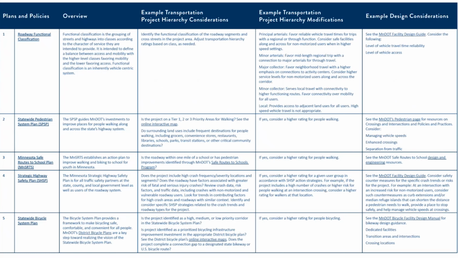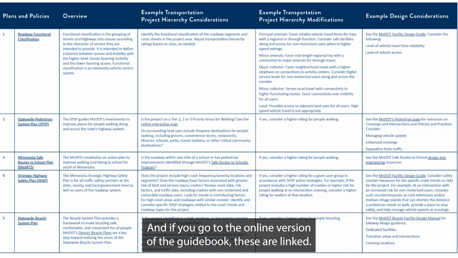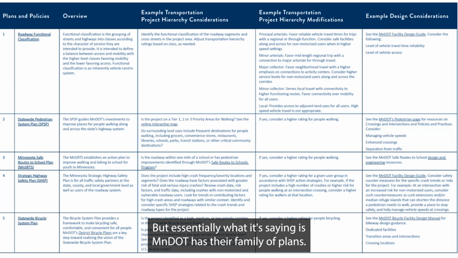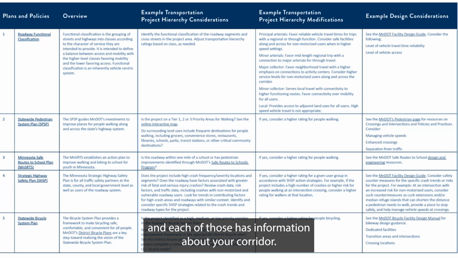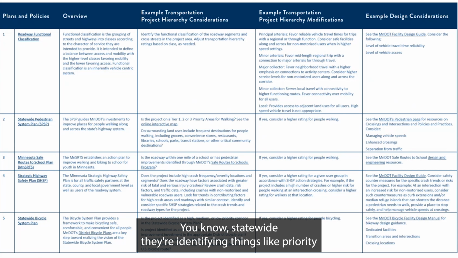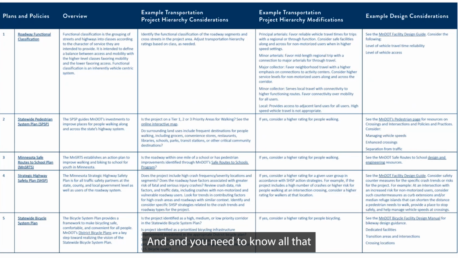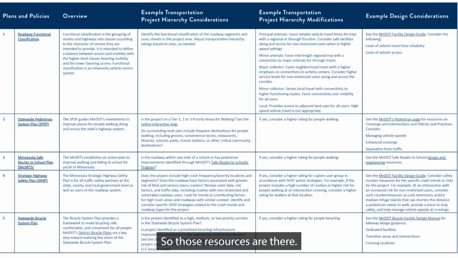And in the guidebook, there's this big matrix that is in an appendix. And if you go to the online version of the guidebook, these are linked, so it kind of helps. But essentially what it's saying is MnDOT has their family of plans. There's all the MnDOT modal plans, and each of those has information about your corridor. Statewide, they're identifying things like priority walking areas, bike routes, oversized, overweight networks, and you need to know all that for your project area, and that will affect your user hierarchy. So those resources are there.